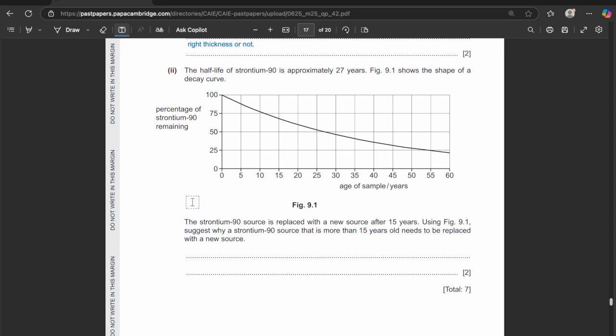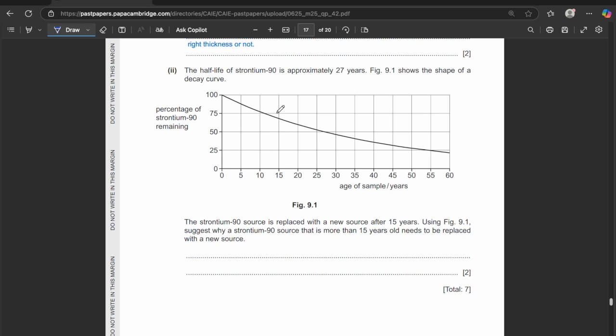The half-life of strontium-90 is approximately 27 years. Figure 9.1 shows the shape of the decay curve. A strontium-90 source is replaced with another source after 15 years. Using figure 9.1, suggest why a strontium-90 source that is more than 15 years old needs to be replaced with a new source.